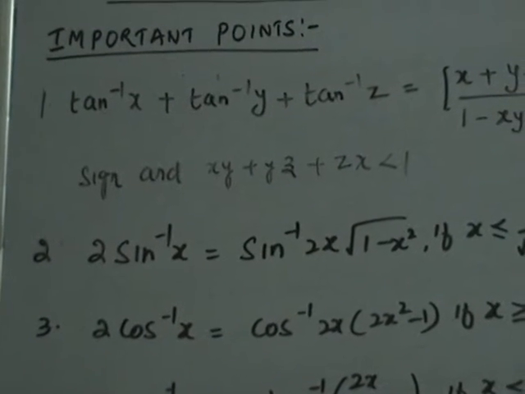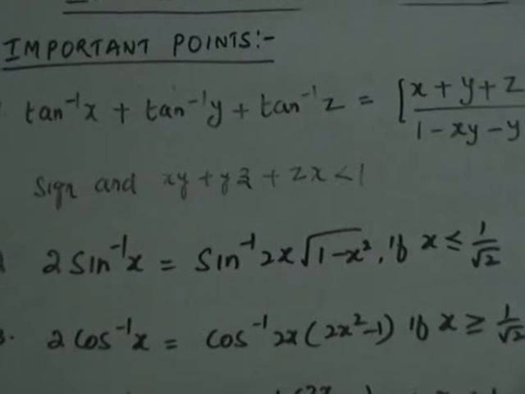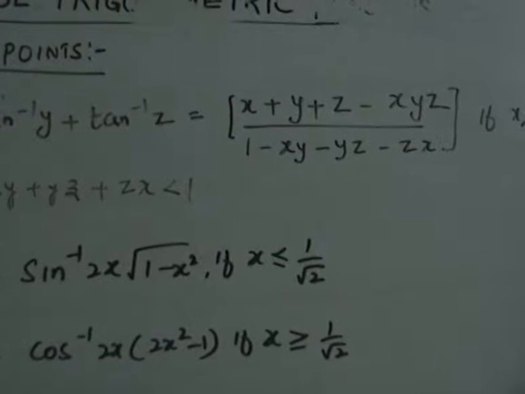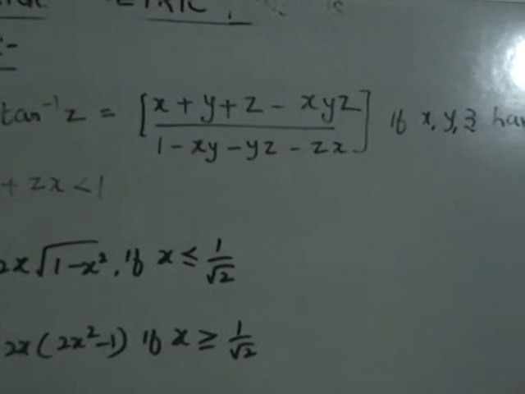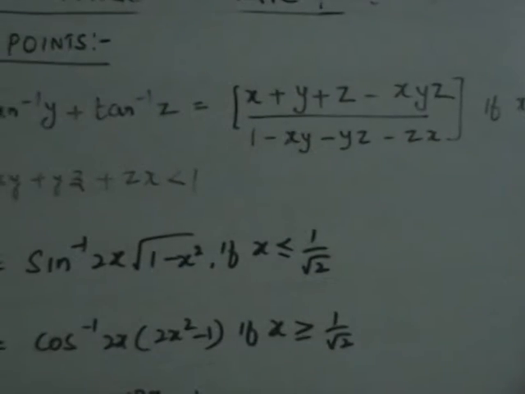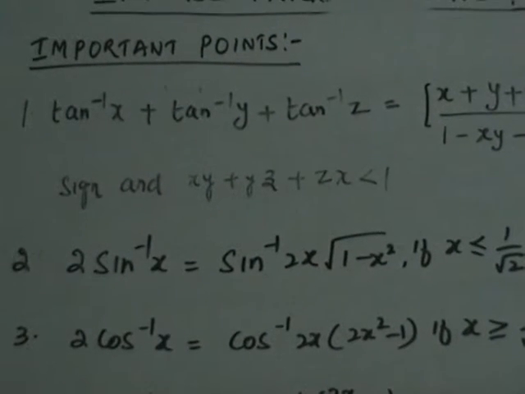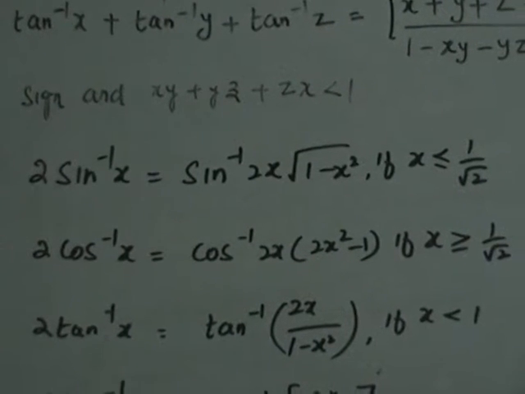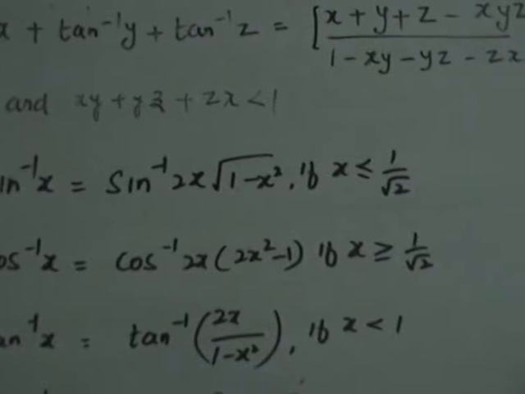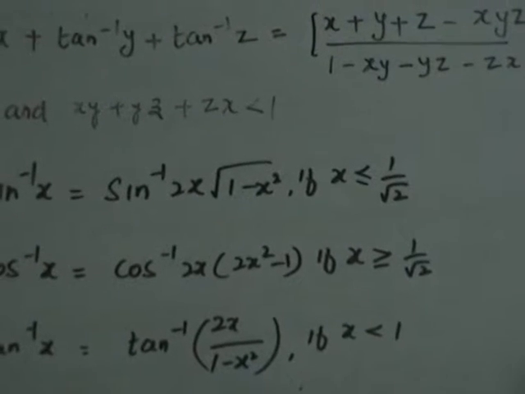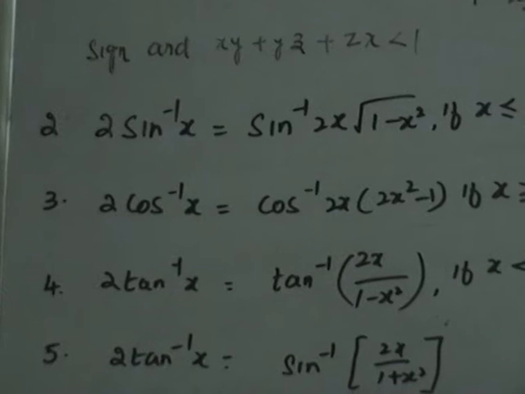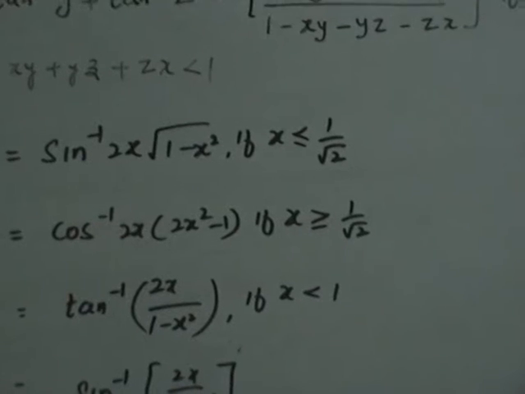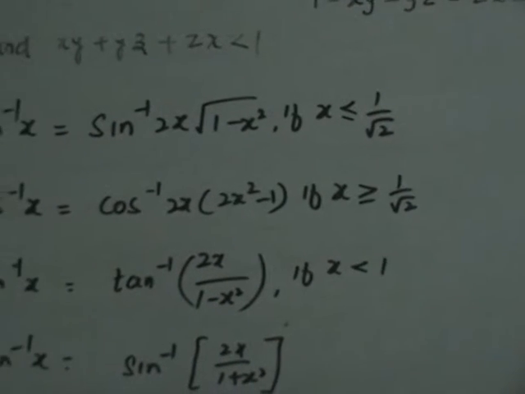tan inverse x plus tan inverse y plus tan inverse z is equal to tan inverse of (x plus y plus z minus xyz) by (1 minus xy minus yz minus zx), if x, y, z have the same sign and xy plus yz plus zx is less than 1. 2 sin inverse x is equal to sin inverse of 2x into root over 1 minus x square, if x is less than or equal to 1 by root 2. Similarly, 2 cos inverse x is equal to cos inverse of 2x square minus 1, if x is greater than or equal to 1 by root 2.